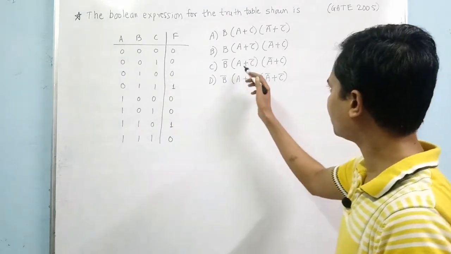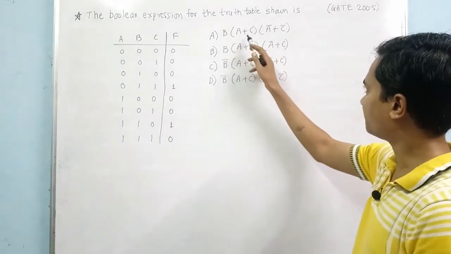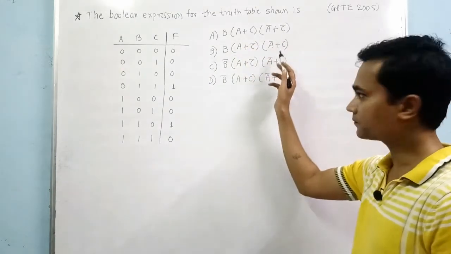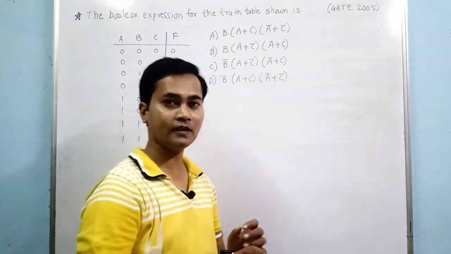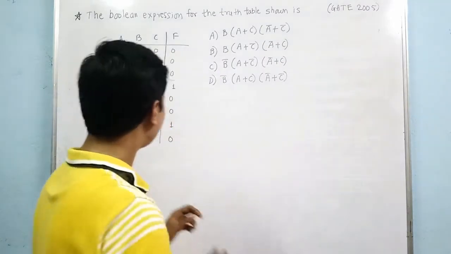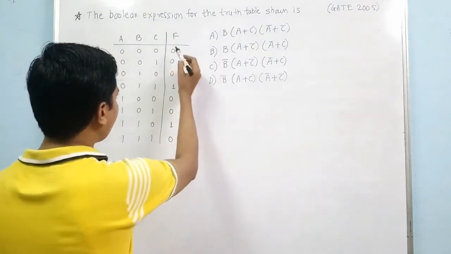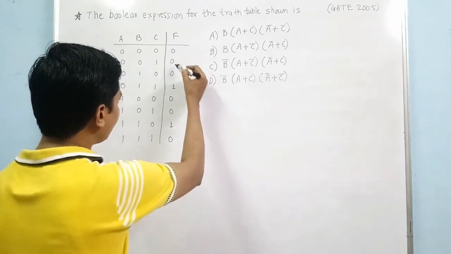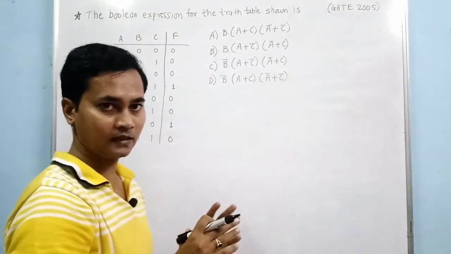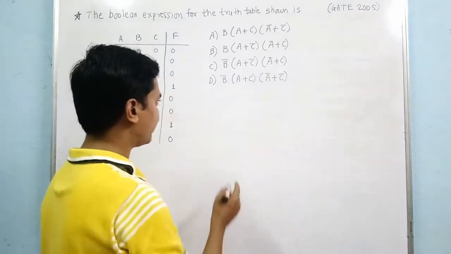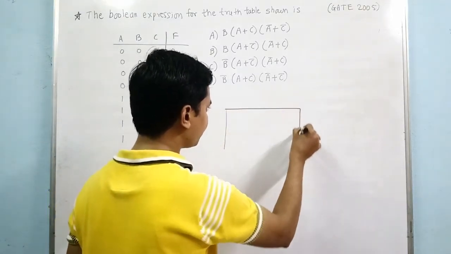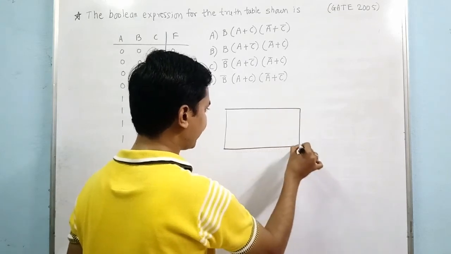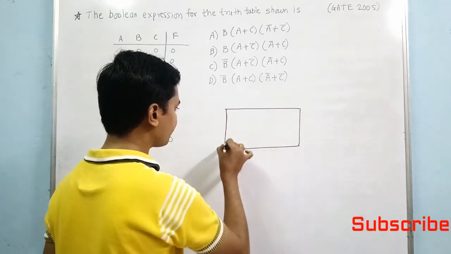So here you can see some POS form expressions are given here. So that means we have to see only the zeros. Okay, so for which combination the output is 0, only those combinations have to be considered for K-map. Okay, so let us draw the K-map. So how many variables are given here? Total 3 variables are given, right? A, B and C.